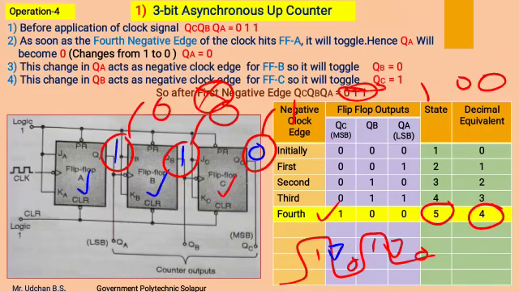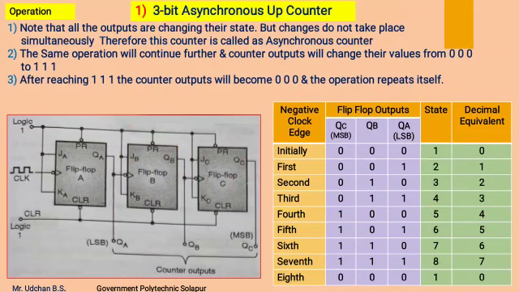If we see, the decimal count is increasing from 0 1 2 3 4 in ascending order, therefore this counter is called an up counter, as it counts from smaller number to bigger number. Now note that all the outputs are changing their states, but changes do not take place simultaneously. Therefore this counter is called an asynchronous counter.